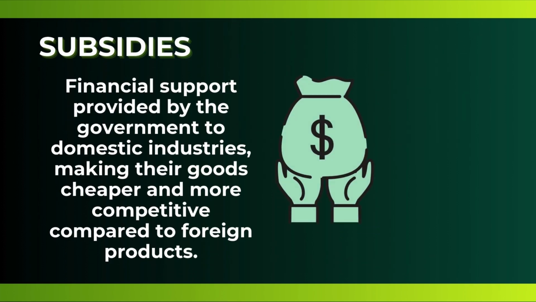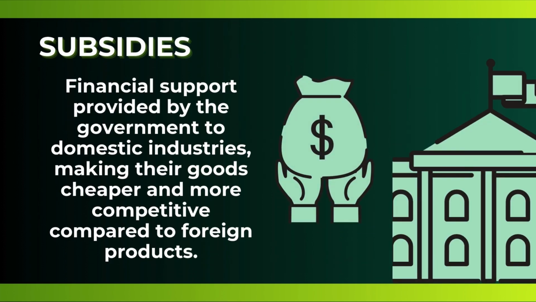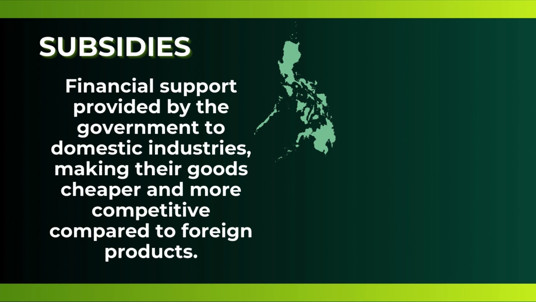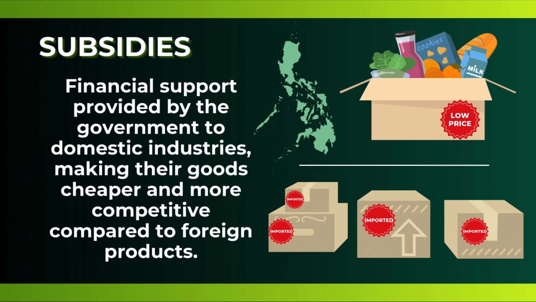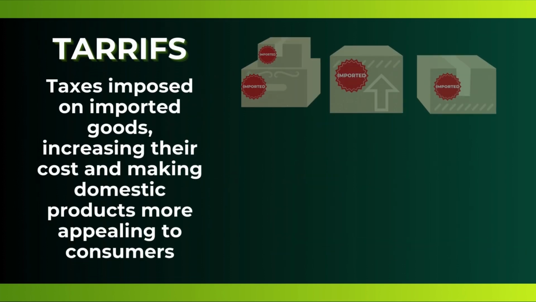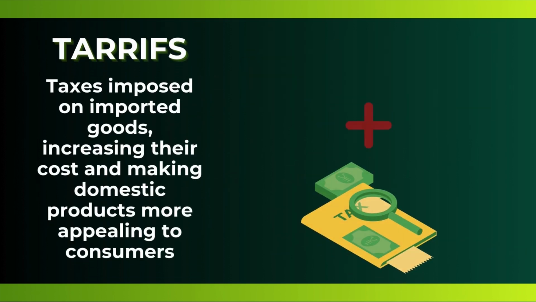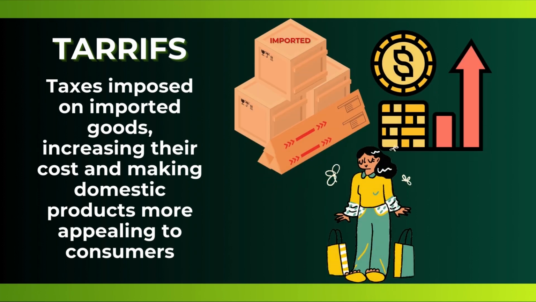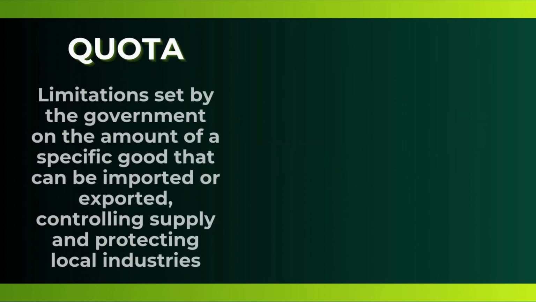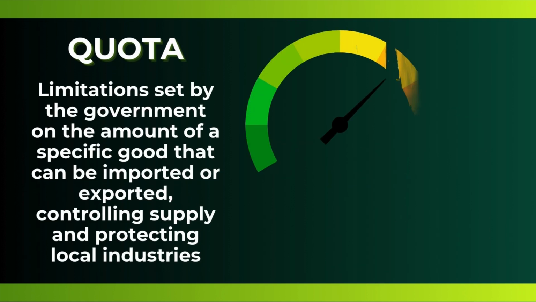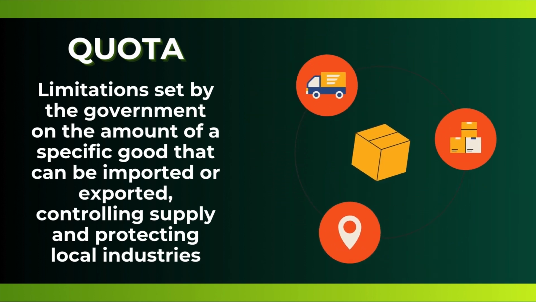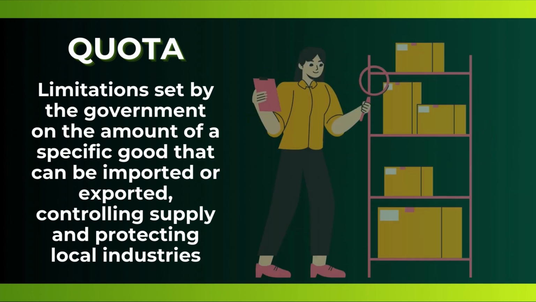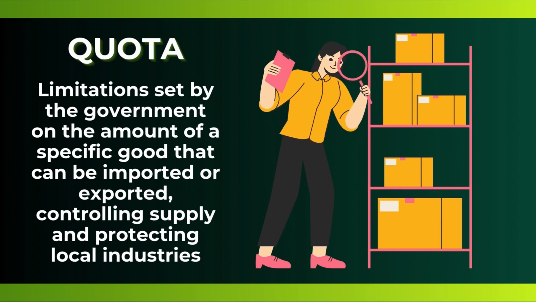Subsidies are financial support provided by the government to domestic industries, making their goods cheaper and more competitive compared to foreign products. Tariffs are taxes imposed on imported goods, increasing their costs and making domestic products more appealing to consumers. Quotas are limitations set by the government on the amount of a specific good that can be imported or exported, controlling supply and protecting local industries.